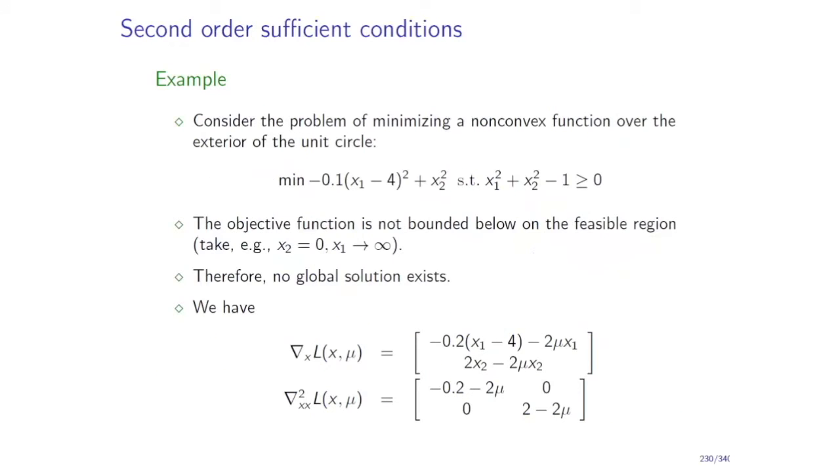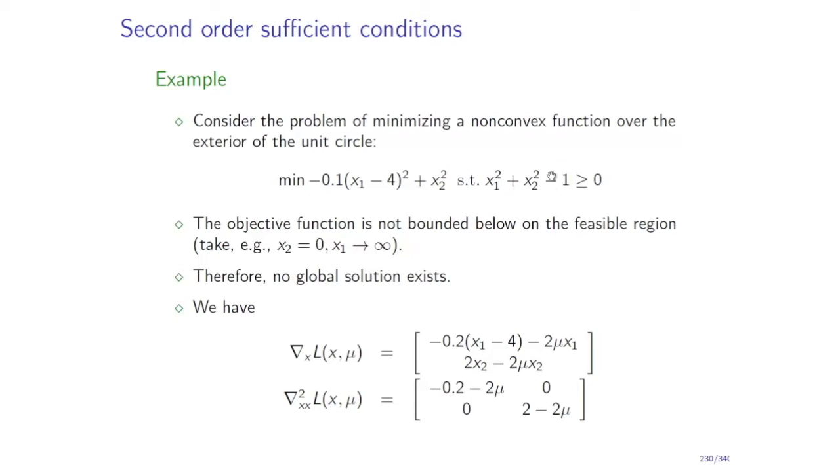Now let's consider a non-convex example where we are minimizing a non-convex function over the exterior of a unit circle, which is also a non-convex set, right? So we have the problem of minimizing minus 0.1 times (x1 minus 4) squared plus x2 squared, subject to x1 squared plus x2 squared is greater or equal to 1. And obviously we can see that the objective is not bounded below in the feasible region.